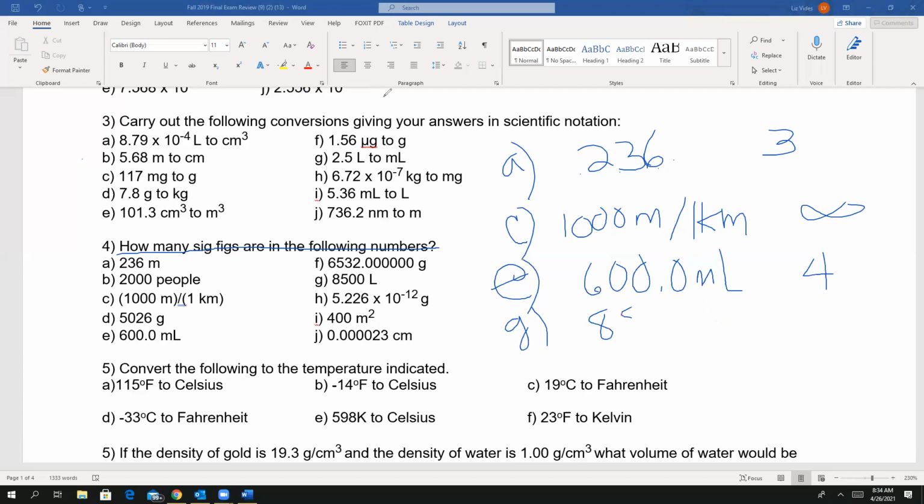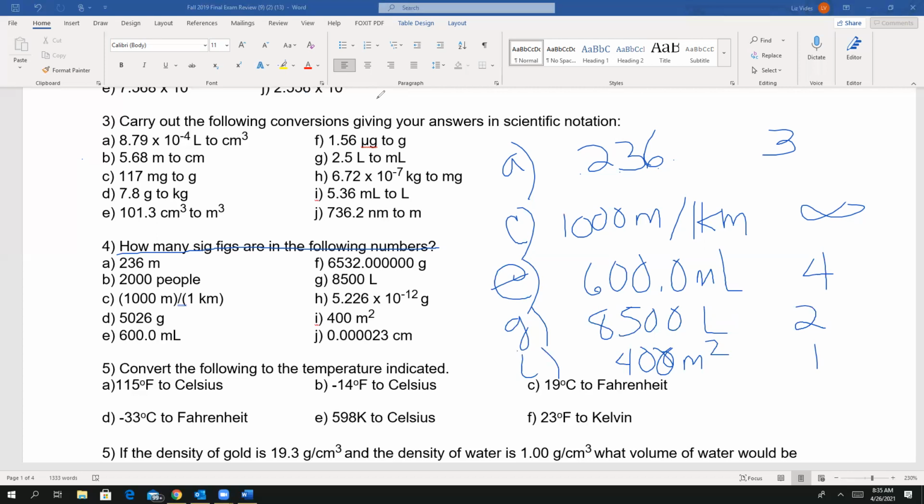Once again, we have no decimal, right? So we're coming in from this angle, and we only have 2, because the zeros in here don't count because you're starting from the right. Then the last one, I. We have 400 square meters. So in this case, it's only 1. Okay, and there you go. That's how you do sig figs.